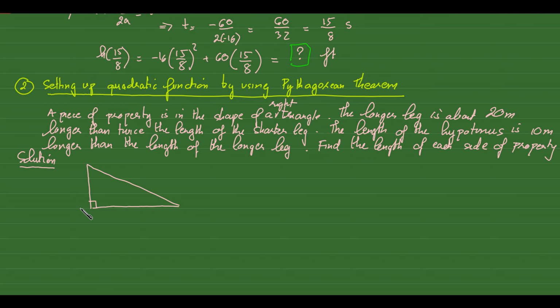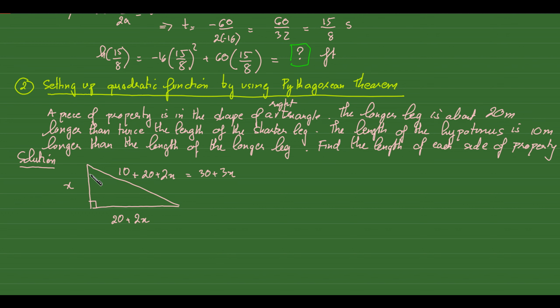Okay, alright, the longer leg is 20 meters more than twice the length of the shorter leg. So if I call the shorter leg x, the longer leg will be 20 plus twice the length of the shorter, so 20 plus 2x, right? The hypotenuse is 10 meters longer than the longer leg. So it will be 10 meters plus the longer leg, 10 plus 20 plus 2x, which in this case will be 30 plus 2x.